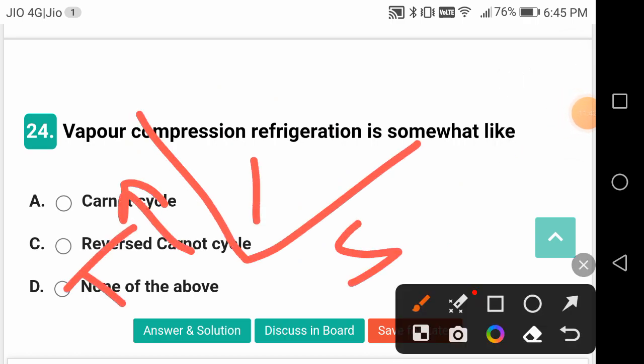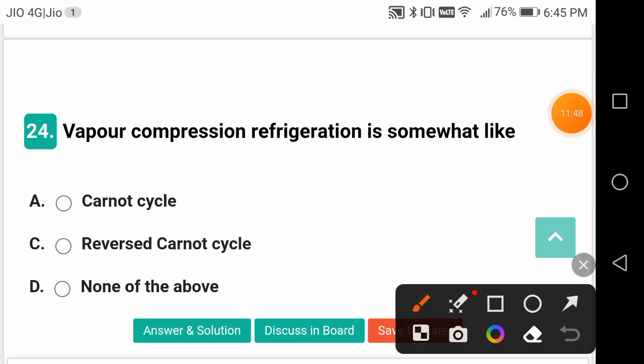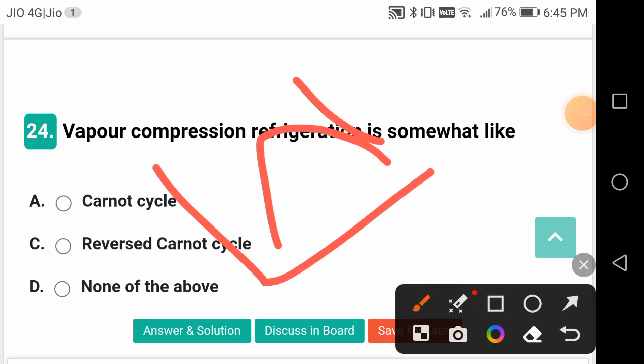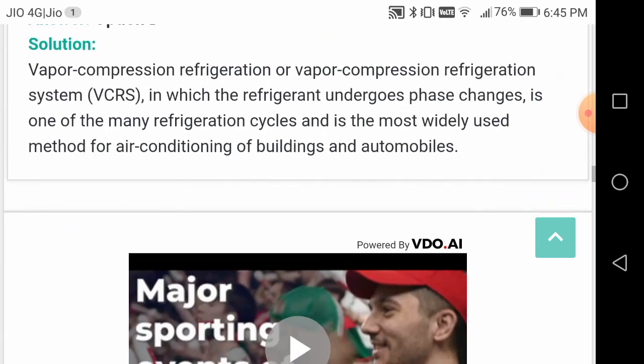Or it will be like this, with similar parameters on the x and y axis. It will be something like this, 1, 2, 3, 4 on the TS diagram.